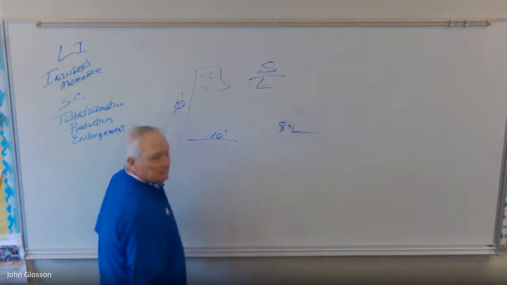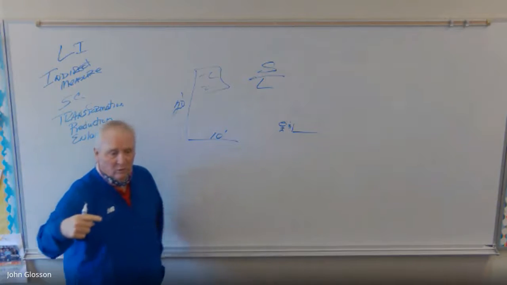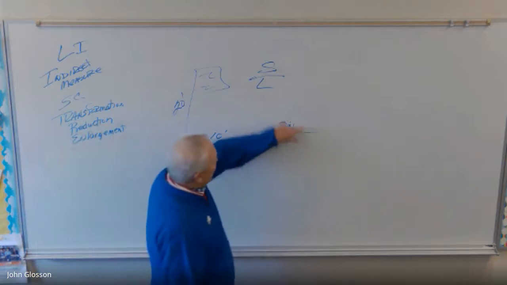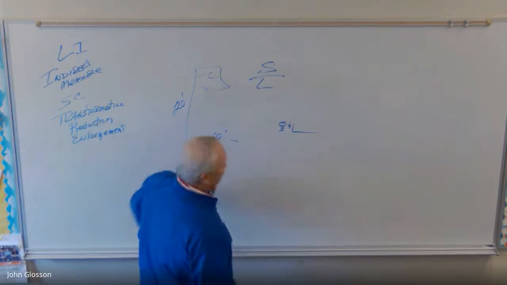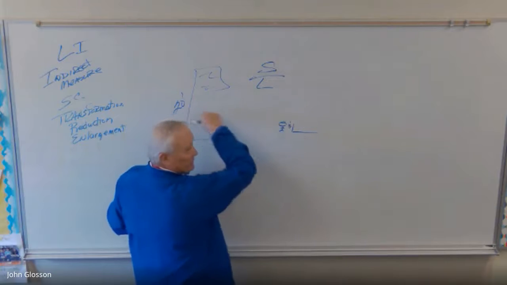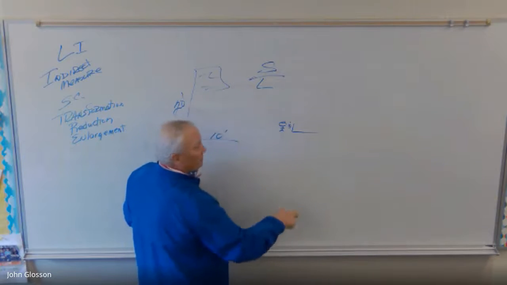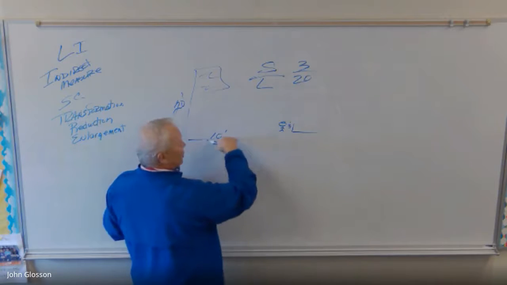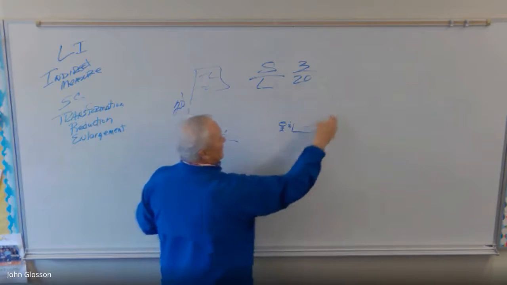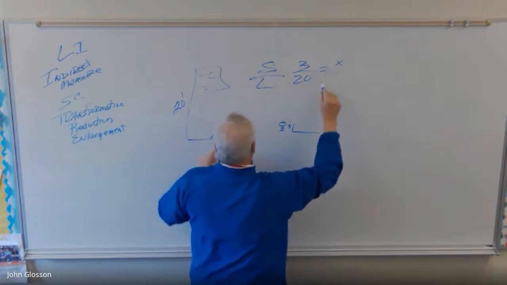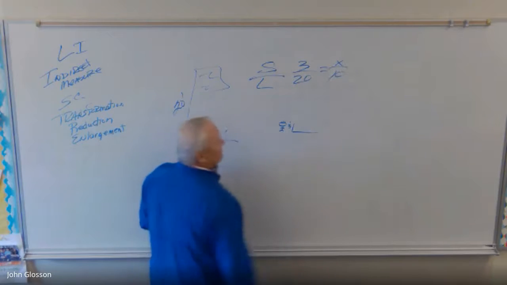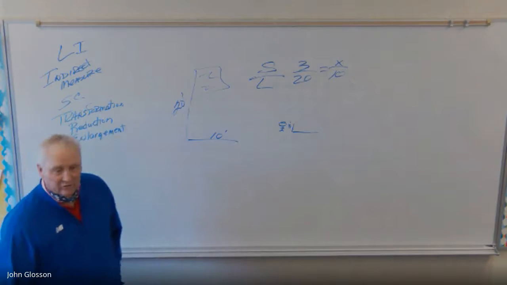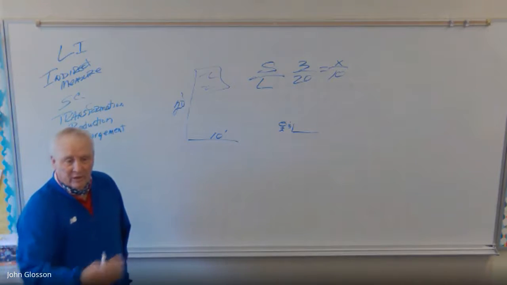Everybody good with that? Yeah. It is a ratio, so we just set up our ratio. Over here, small to large, and we're going to go 3 to 20. Those are corresponding. And then we're going to go equals x to 10. If you cross multiply, we'll be able to find out how long the shadow is for Tara.